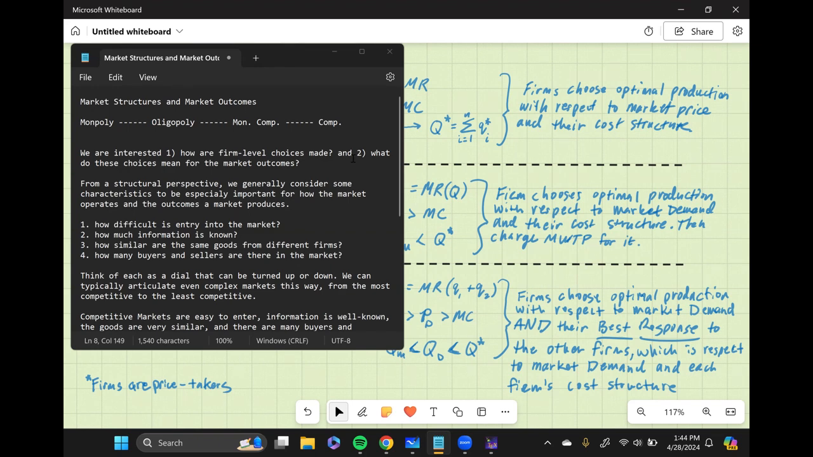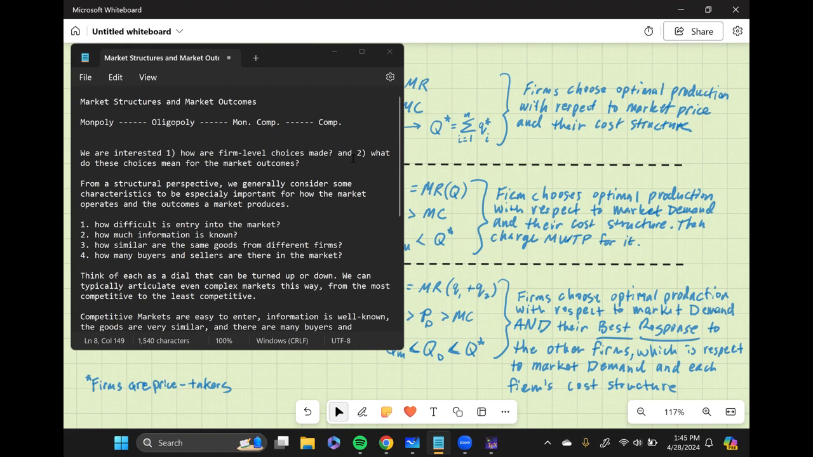So from the structural perspective, we will consider some particular characteristics of markets. So how difficult is entry into the market? How much information is known? How similar are the same goods for different firms? And how many buyers and sellers are there in the market?